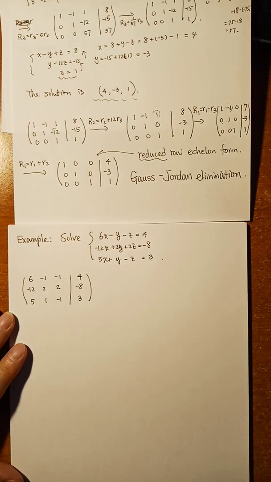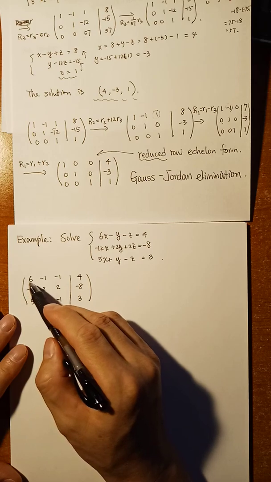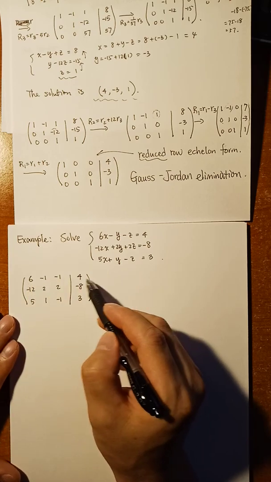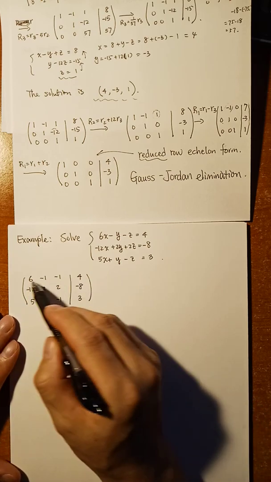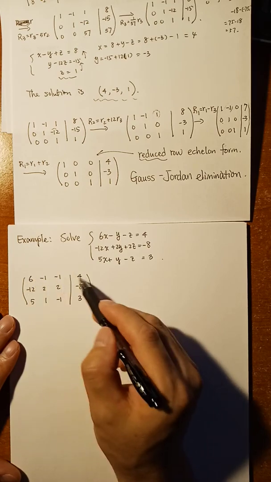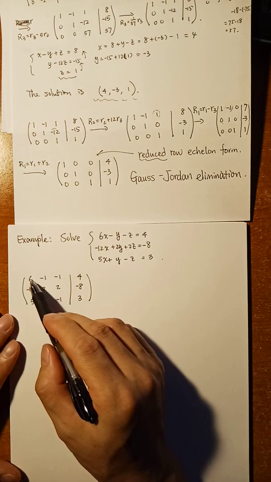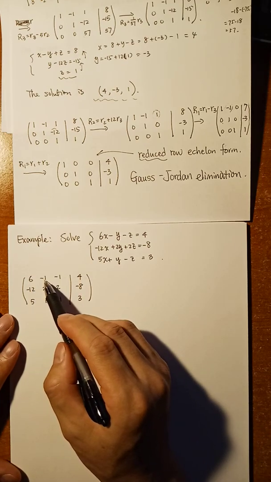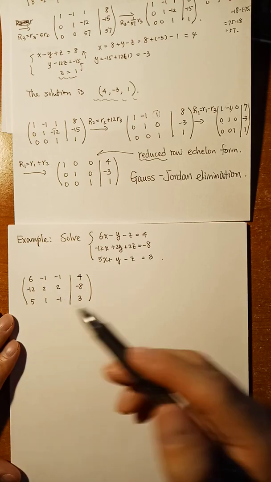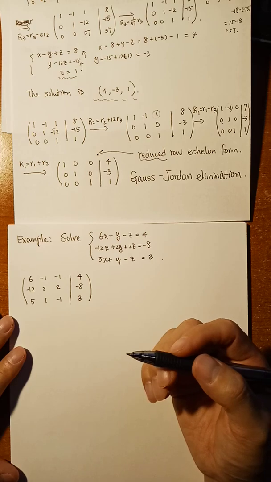Well, let's check. I want to make this position number 1. How do I get the number 1? I can multiply the first row by 1/6. So every number divided by 6, I can get number 1. But if I divide this position by 6, I will get a 1. But here, if I divide -1 by 6, I will get a -1/6. I want integers. I don't want fractions.